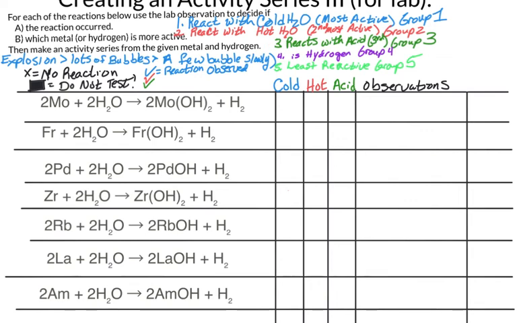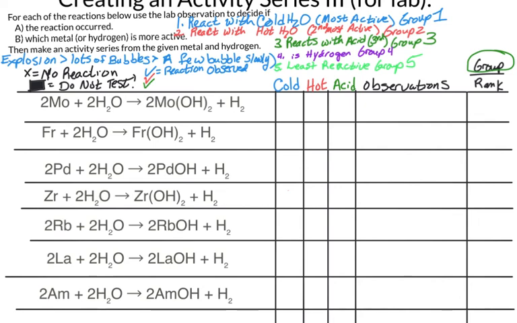And then the last thing is to look at the ones that don't react with cold water, hot water, steam, or acid, and try to rank those in order. And finally, we'll put this all together and we'll add hydrogen into the activity series. So first we place each of the metals in cold water and let it set for 5 minutes.